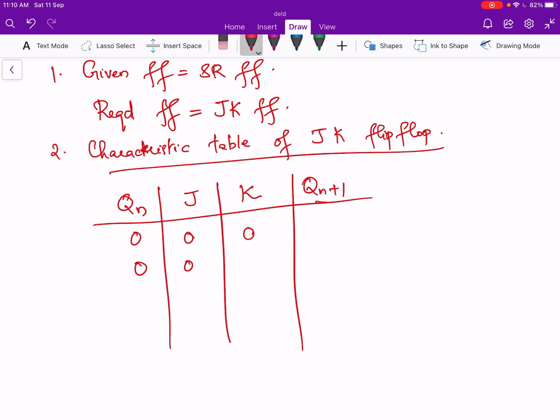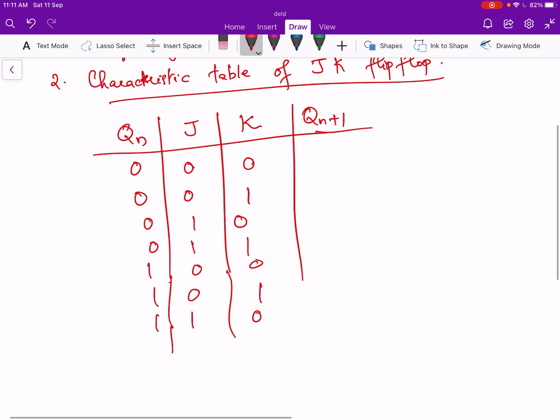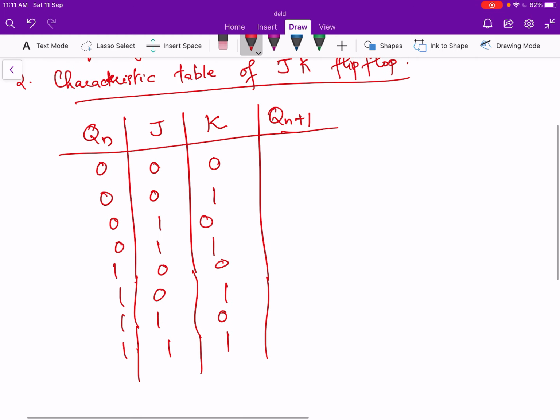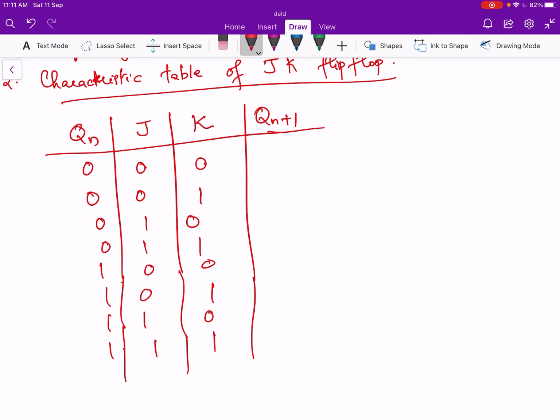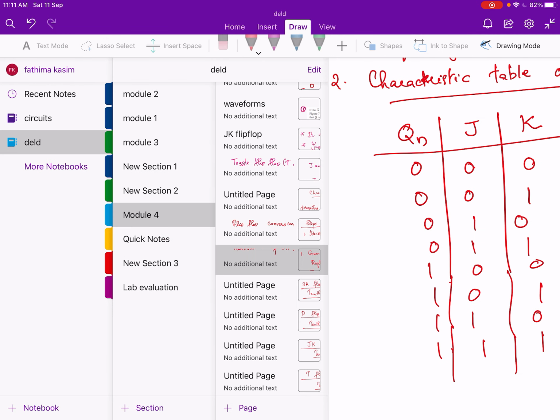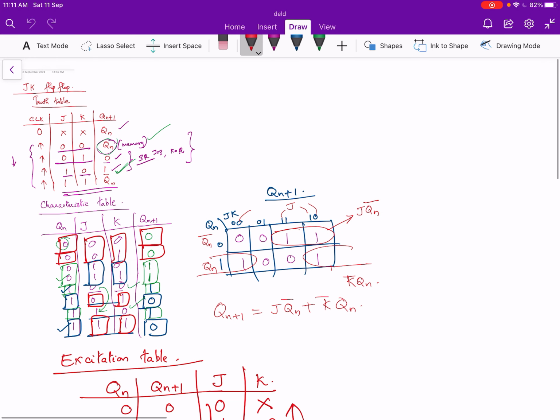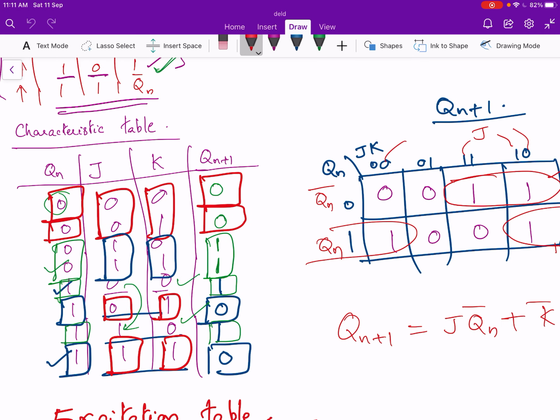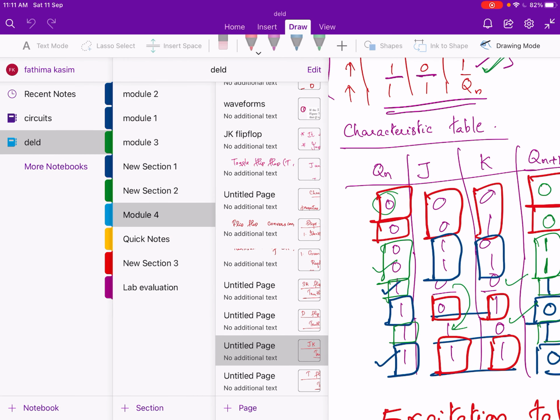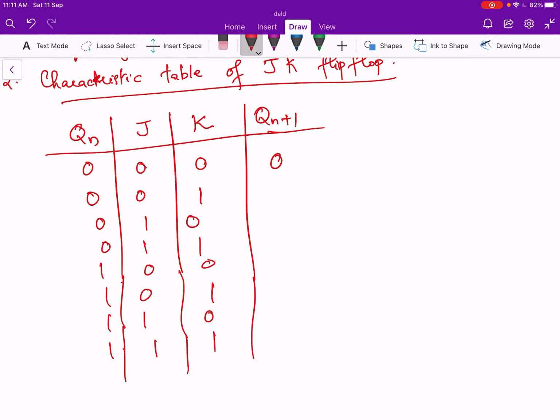So the combinations at the input are 0, 0, 0, 0, 0, 1. Correspondingly, Qn plus 1 will be equal to, we have seen this characteristic table earlier. So it is 0, 0, 1, 1, 1, 0, 1, 0.